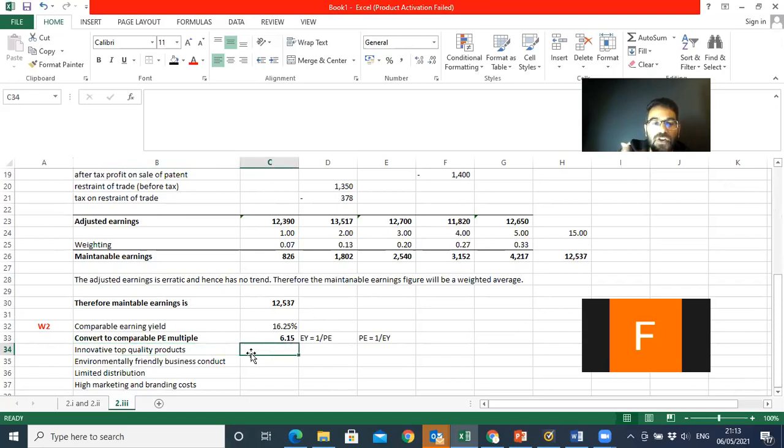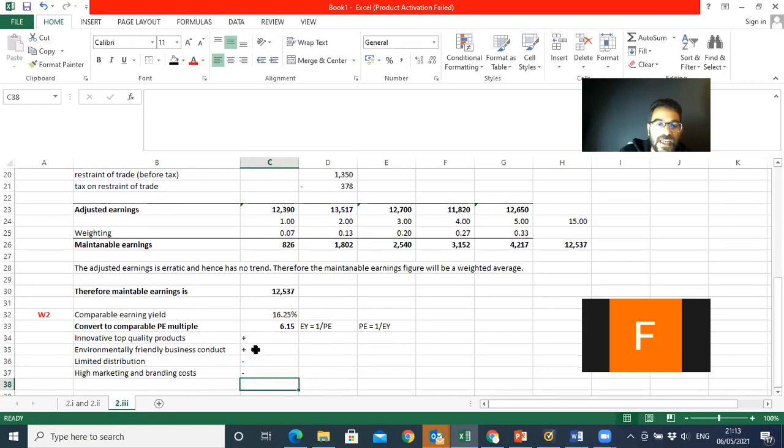So as you can see, innovative products, we expect that to be a positive impact on value, so we make it a plus. Environmentally friendly business conduct will have a positive impact on the business, so therefore we make it a plus. Limited distribution has a negative impact on the value, so therefore we make it a minus. High marketing costs, we also make it a minus, because that will have a negative impact. Now we can see there are pluses and minuses, and now we can make up a number. Okay, you make up a number. Keep this number between 3 and 5.